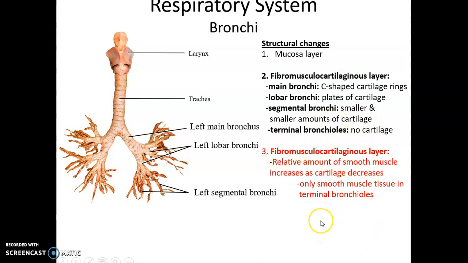Also within the fibromusculocartilaginous layer, as the amount of cartilage decreases, the relative amount of smooth muscle tissue increases. There has to be something forming this layer of tissue, and so over time it becomes smooth muscle tissue until eventually in the terminal bronchioles there's only smooth muscle tissue and no cartilage.